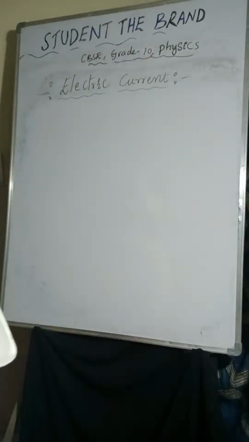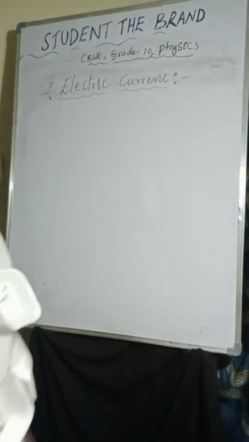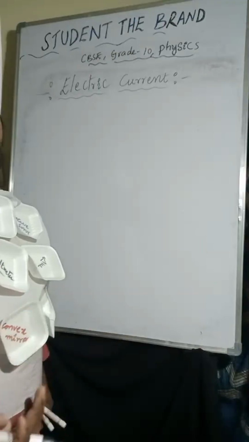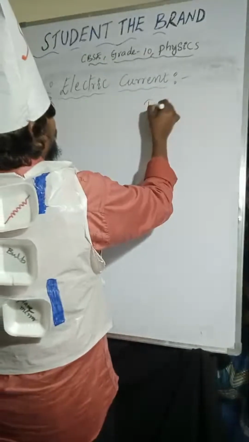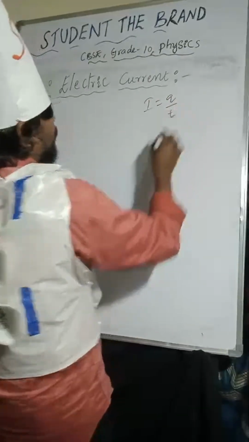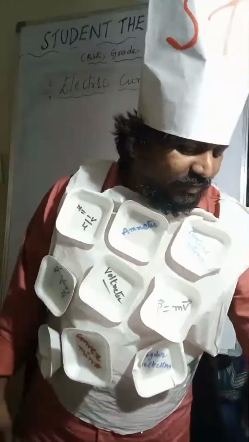I equal to Q by T. The SI unit of current is ampere. The SI unit of charge is coulomb. The SI unit of time is second.